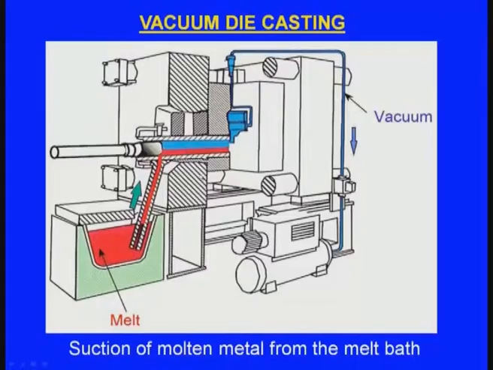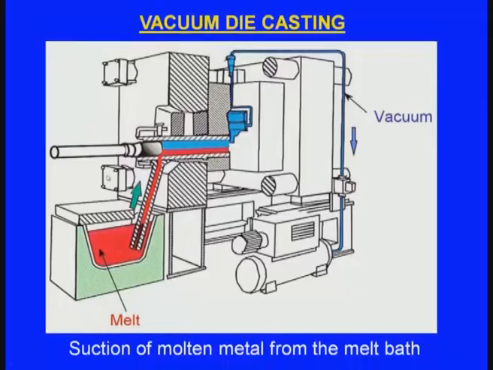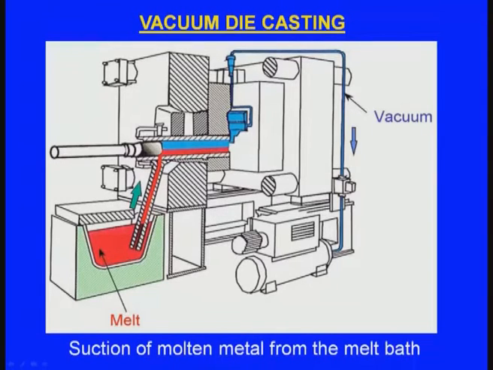And here what is happening? The molten metal enters into the cavity because of the vacuum that we apply. There will be a vacuum pump. You can see here, this vacuum line is coming here, and it is applied to the die casting, these dies. Now, as the vacuum is causing suction, what will happen? The molten metal will automatically enter into the mould cavity. We are not applying external pressure while the molten metal is entering into the cavity. Once the molten metal enters into the cavity, then we apply the external pressure.